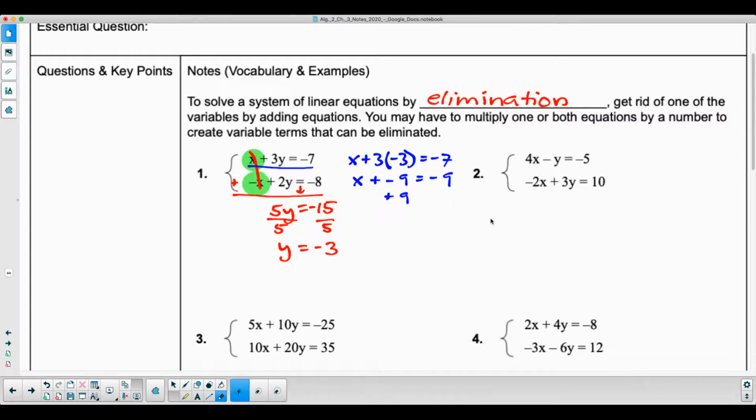Add 9, excuse me, this is supposed to be a 7. There we go. Add 9, and we get x equals 2. So x equals 2, y equals negative 3. So your coordinate point, that is the solution here, is going to be 2, negative 3.